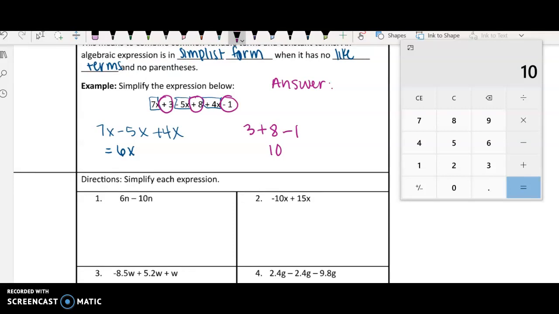So now when I write my answer, and you type this whole thing into Big Ideas, you would type 6x plus 10. And we know it's plus 10 because this was a positive 10. And that goes into Big Ideas. The whole thing, 6x plus 10. Don't combine them. We can't combine our Skittles with our M&Ms. 6x plus 10, type that in.